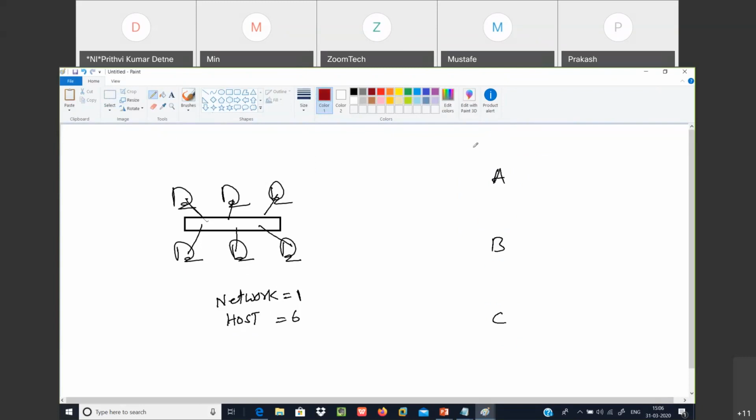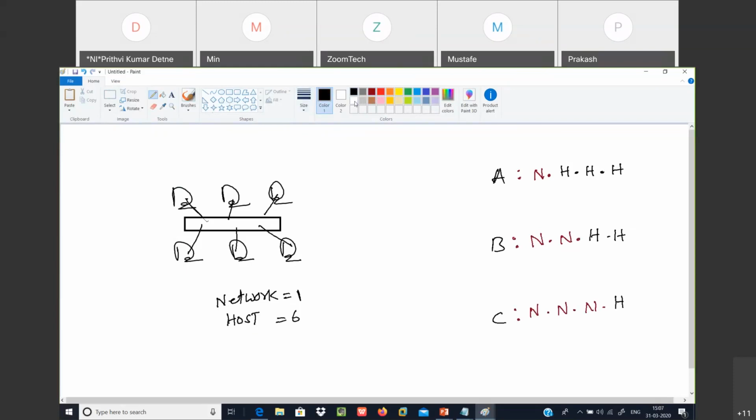For Class A, the first octet is the network, the second octet is host, the third octet is host portion, and the fourth octet is host. For Class B, the first two octets are the network portion and the next octets are the host portion. For Class C, the first, second, and third octets are the network portion. The last one is what, guys?